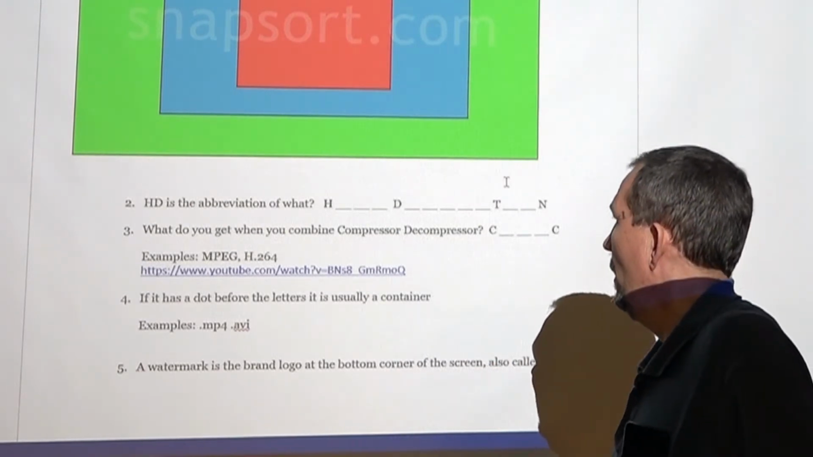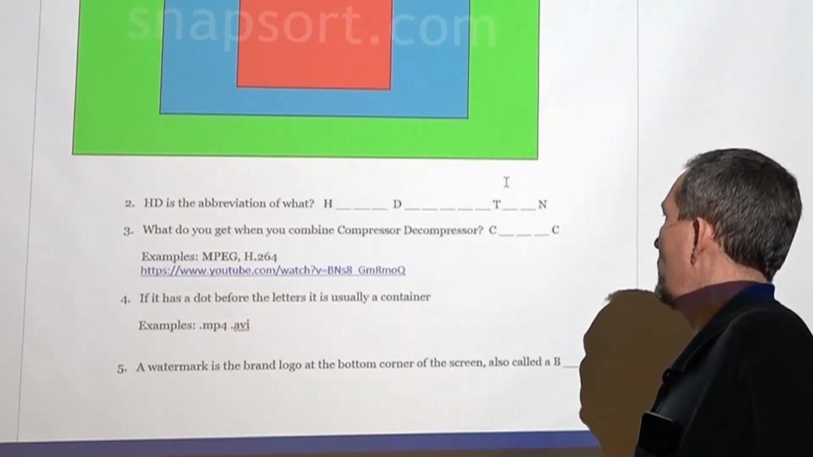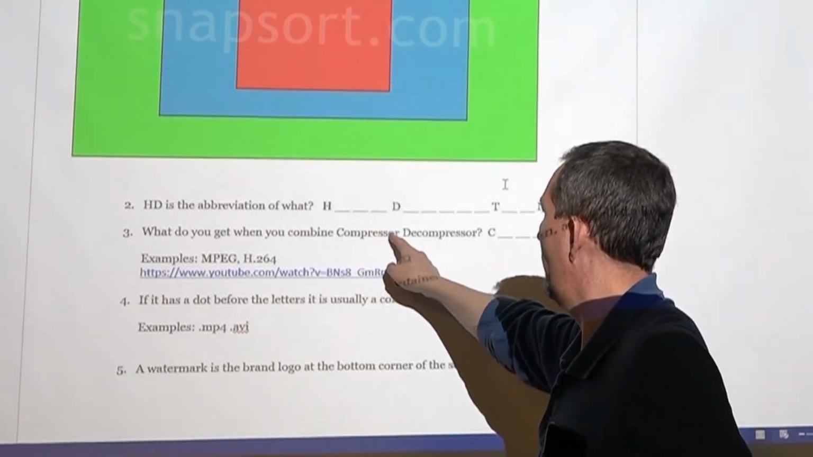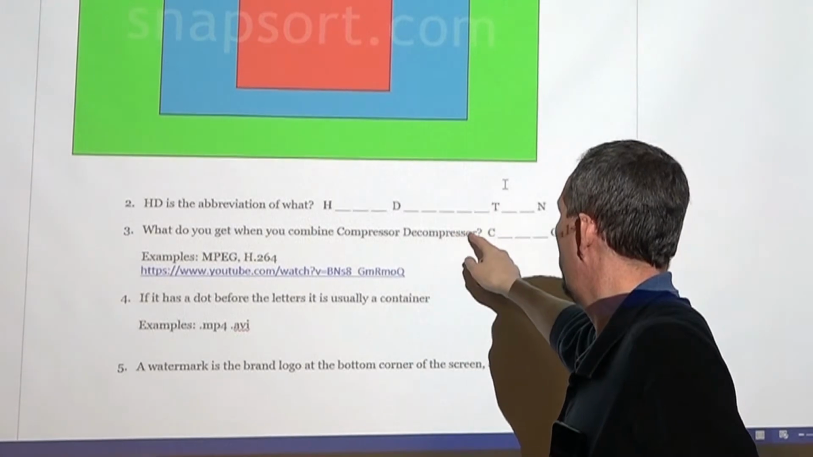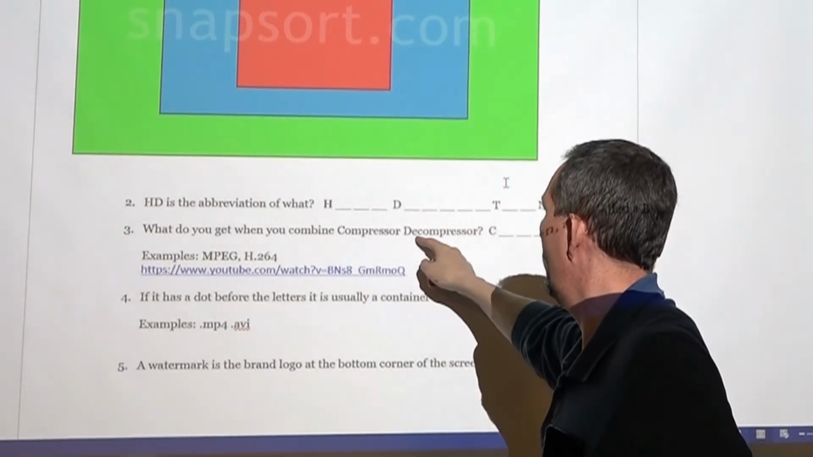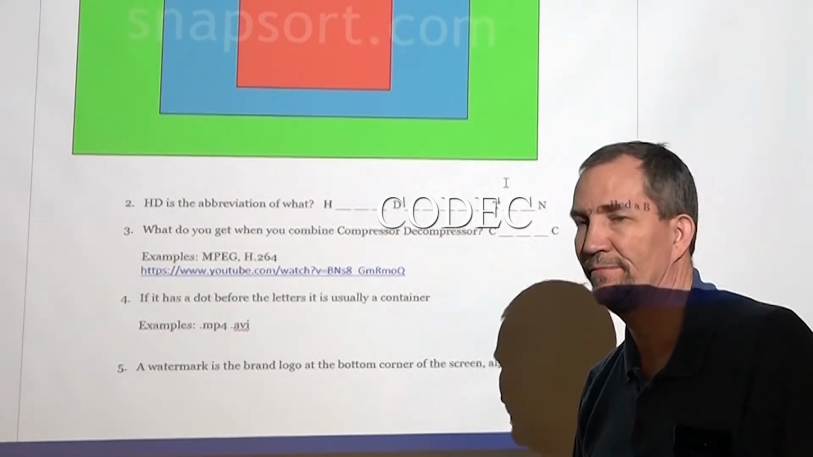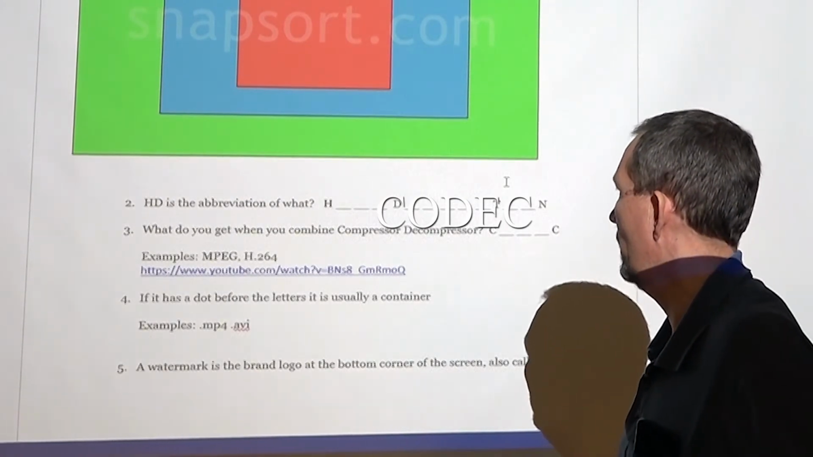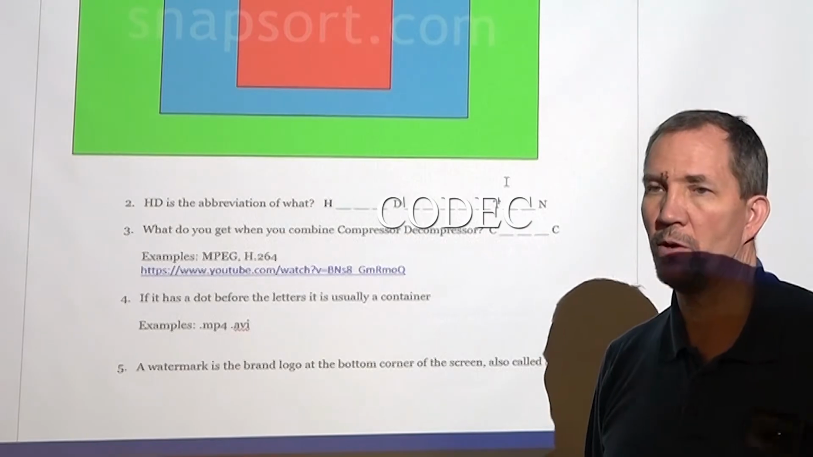What do you get when you combine compressor, decompressor? What you do is you take off the "mpr" and the "ompr", and then you combine "co" and "dec" and you get a codec. That's how you abbreviate compressor, decompressor: a codec. And we're going to watch a video on what codecs are.